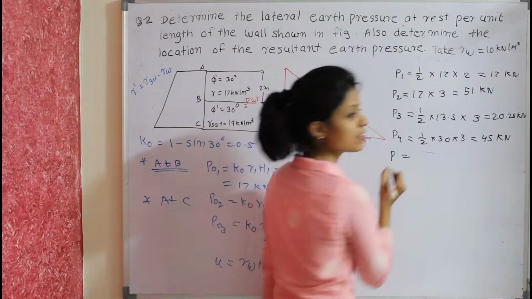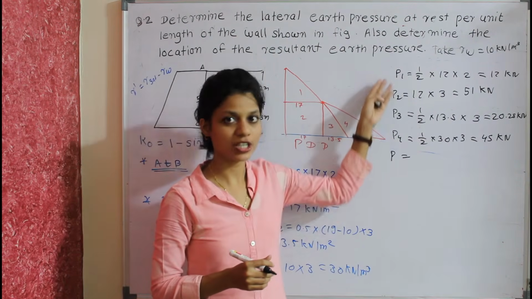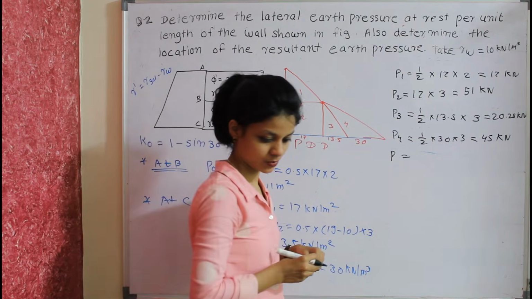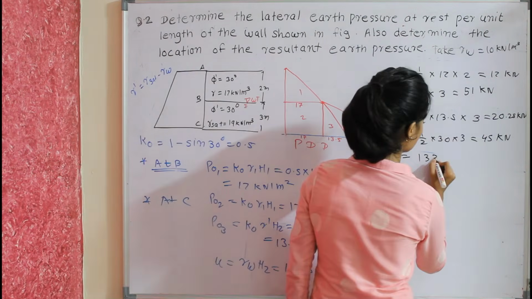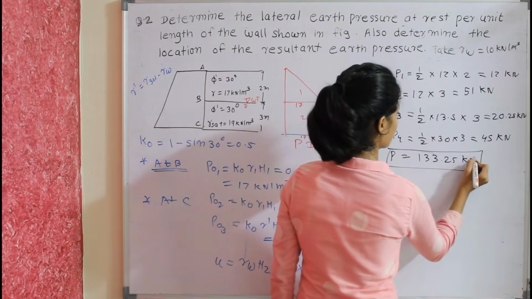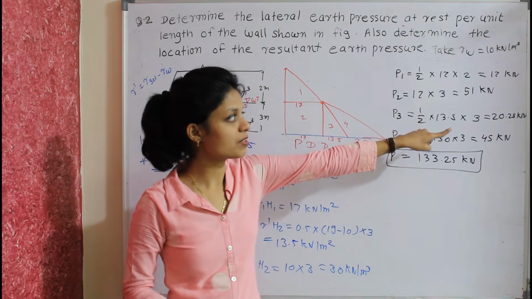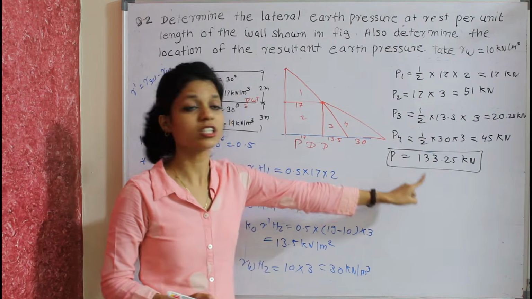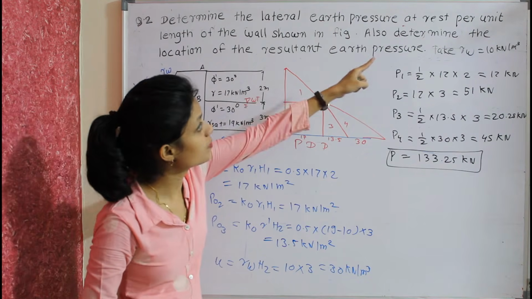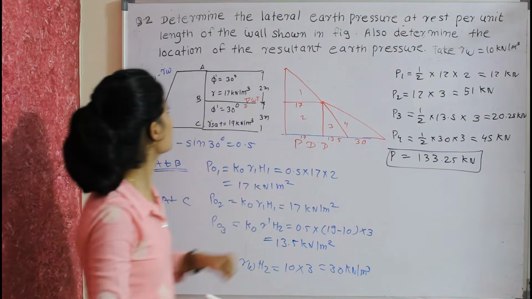Total pressure P is P1 plus P2 plus P3 plus P4, the addition of these four forces, which is 17 plus 51 plus 20.25 plus 45, equal to 133.25 kilonewton. First answer: the lateral earth pressure at rest is 133.25 kilonewton.